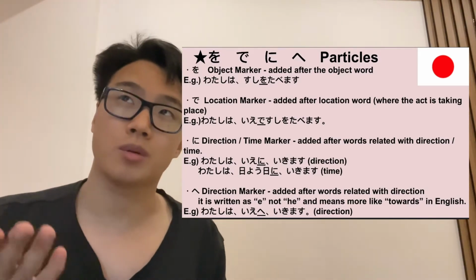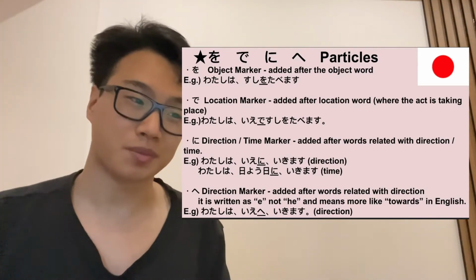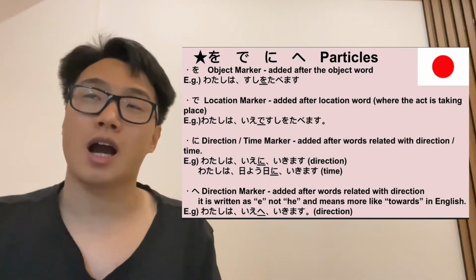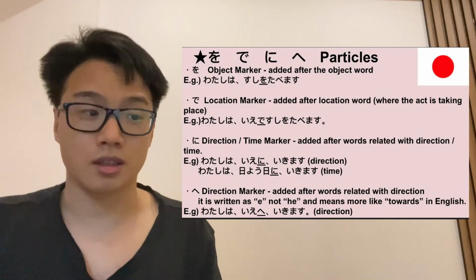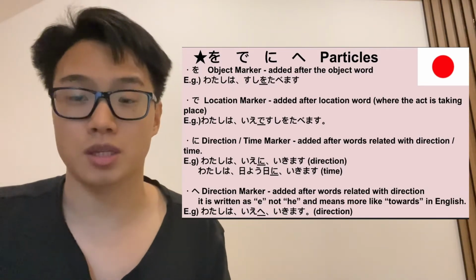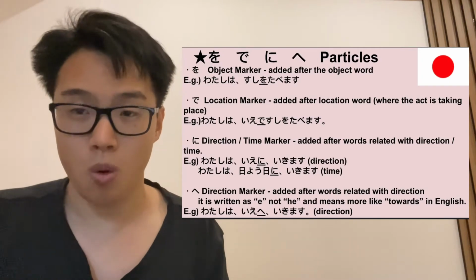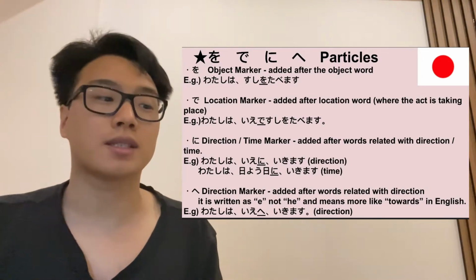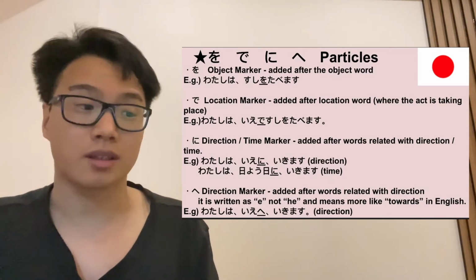In the same way, let's say I eat an apple. Apple is ringo, right? We can say in Japanese, watashi wa ringo o tabemasu. Watashi wa ringo o tabemasu. Very easy. Next, the location marker, de.